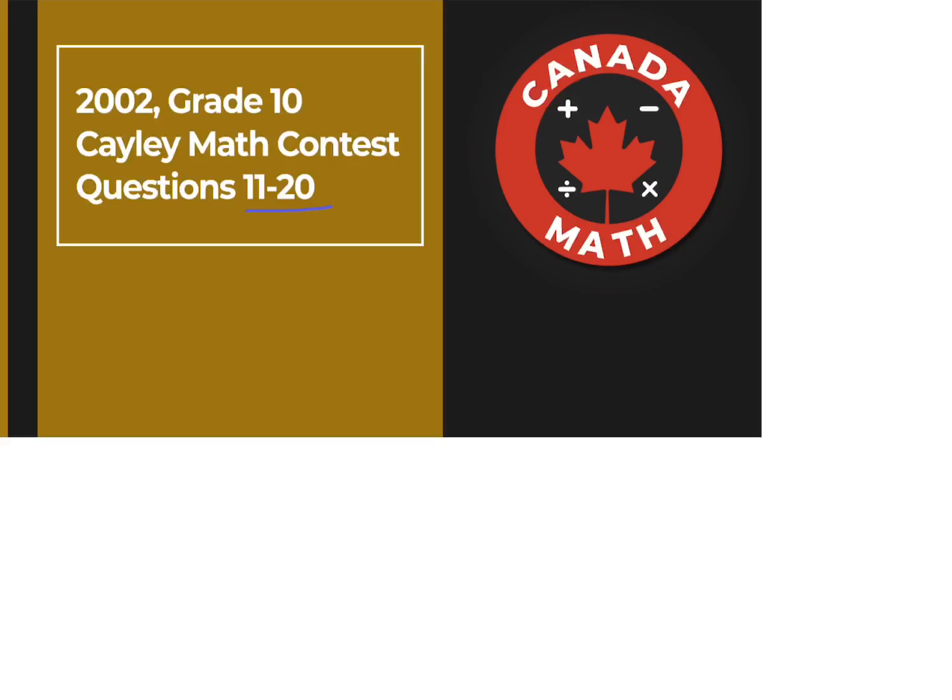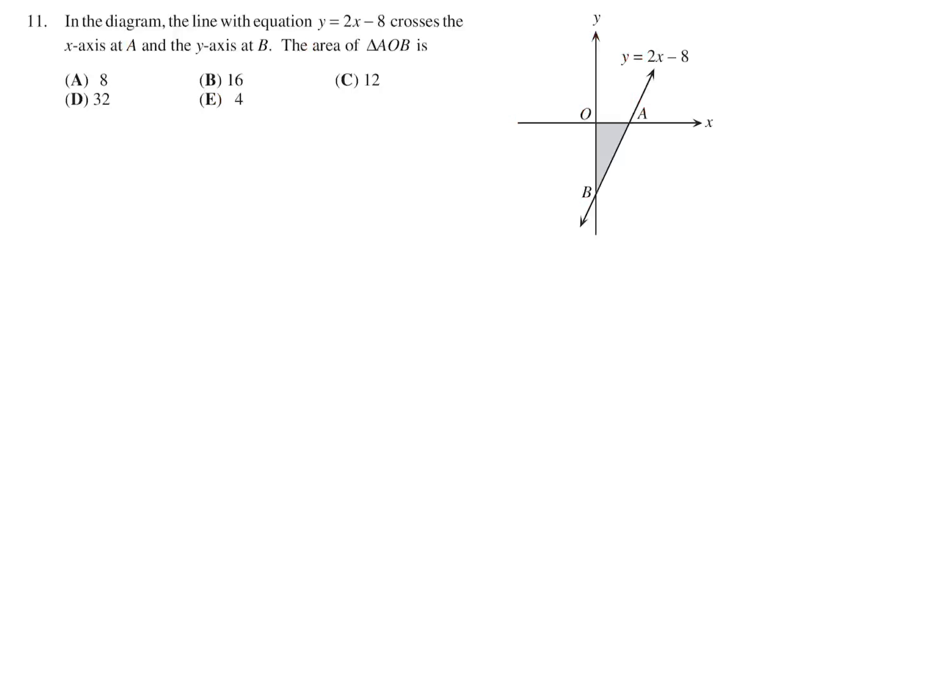Questions 11 through 20 on the 2002 Grade 10 Cayley Math Contest. In the diagram, the line with equation y equals 2x minus 8 crosses the x-axis at A and the y-axis at B. The area of AOB is.